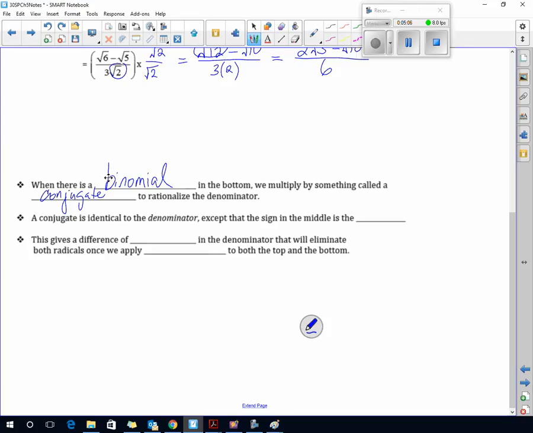This gives us a difference of squares in the denominator that will eliminate both radicals, those middle terms. They will eliminate once we apply multiplication. I think that's what I meant. Multiplication to both the top and the bottom. Okay, so now let's do an example here.